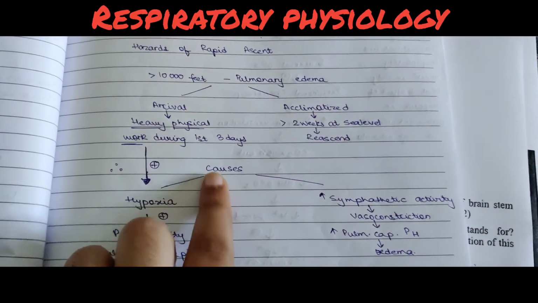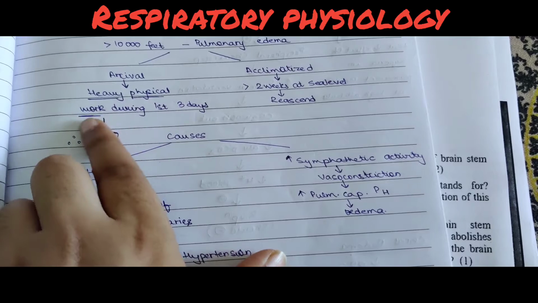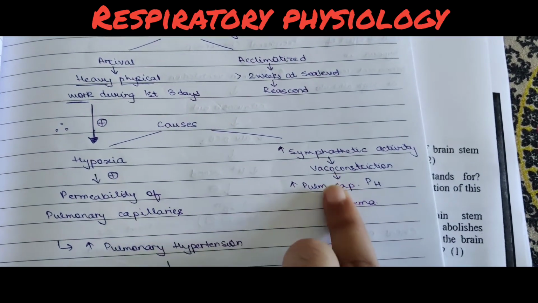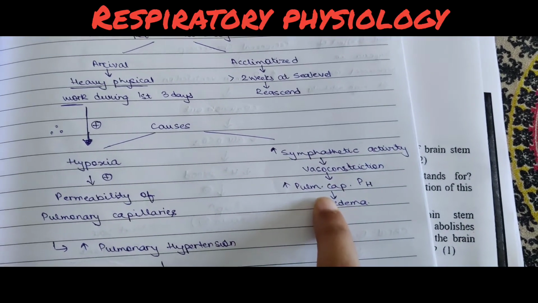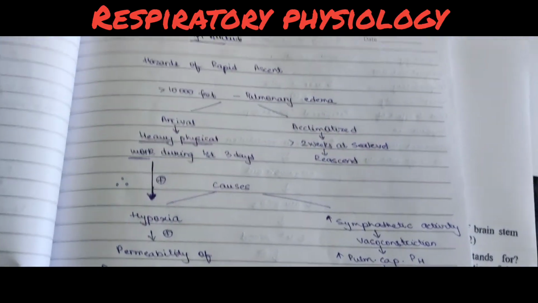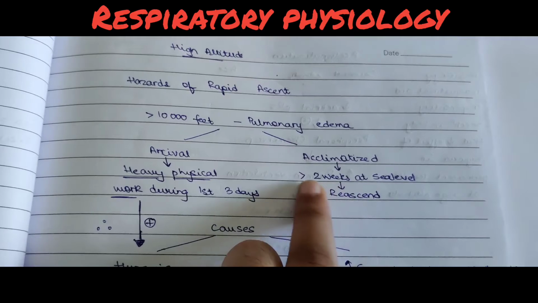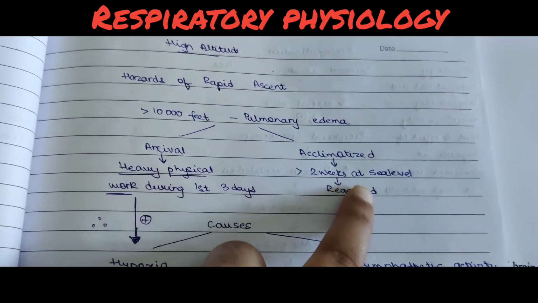Now, during this arrival or during doing physical work, there is increased sympathetic activity, which causes vasoconstriction. It increases the hydrostatic pressure in the pulmonary capillary, which again causes the edema. So, if you stay greater than 2 weeks at this level, you will get acclimatized.